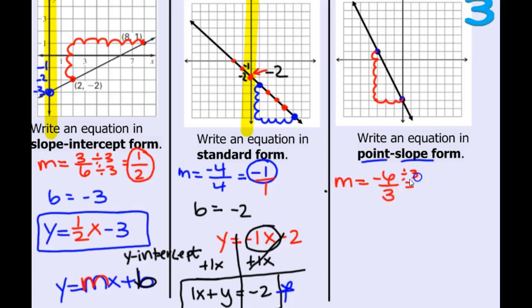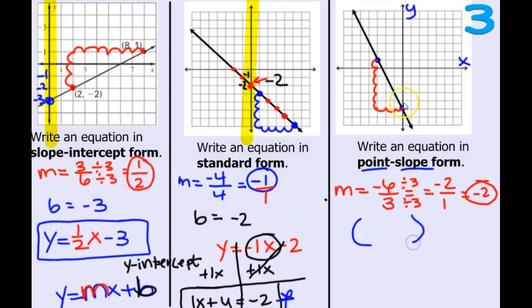We can divide both of these by 3, and we get -2 over 3 divided by 3, which is 1. So really our slope is -2. And we need to pick a point. Doesn't matter which point you pick, but we need to write an equation.